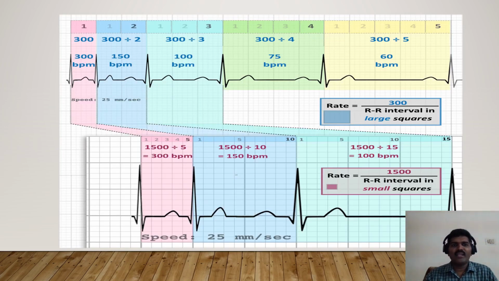There are other, more complicated methods to calculate. You can use the 300 beats per minute method or the 150 beats per minute method. Rate is 300 divided by the RR interval in large squares, or 1500 divided by the RR interval in small squares. But doing the previous one is very simple.